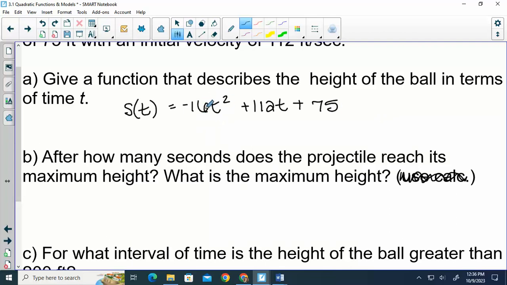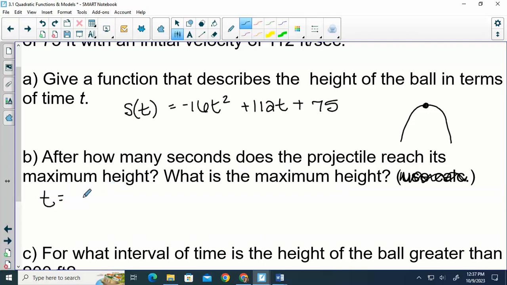If we're looking at this, what's the graph going to look like? An upside down parabola because of that t squared. So when I ask you for the maximum, that happens right here. What's another name for that point? The vertex. Okay, how do we find the vertex?